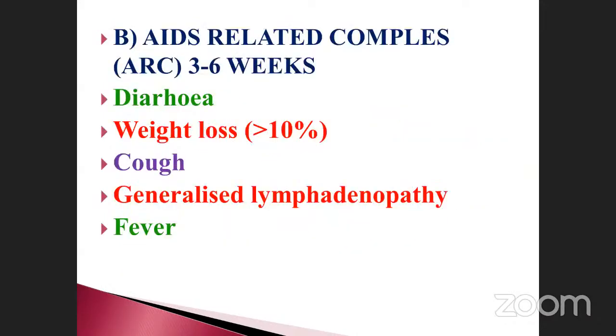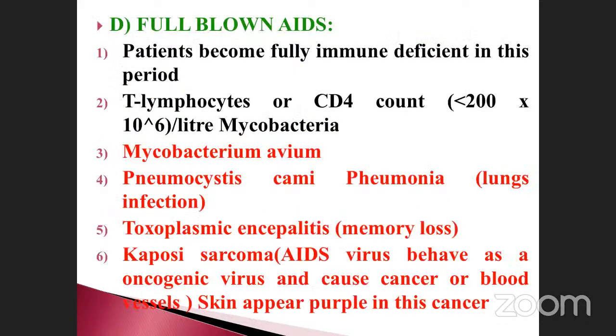And also, 3 to 6 weeks after receiving HIV, there is diarrhea, weight loss, cough, generalized lymphadenopathy, and fever also, isn't it? And the last one, the full-blown stage, what are the symptoms? Okay, this is very, very important. How will it be defined? The CD4 count will be reduced below 200.